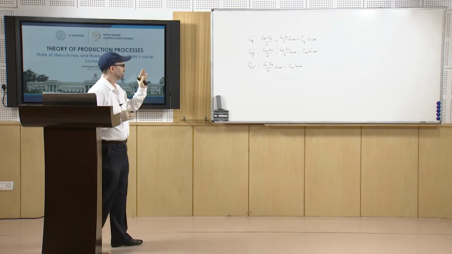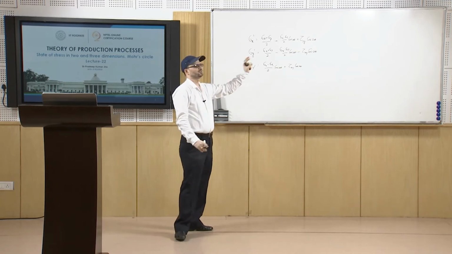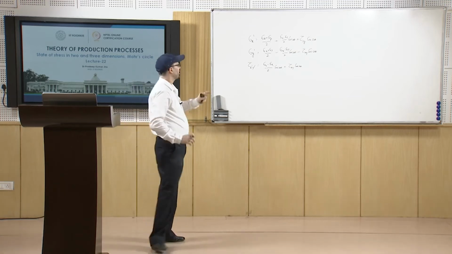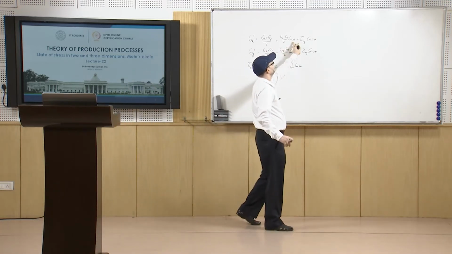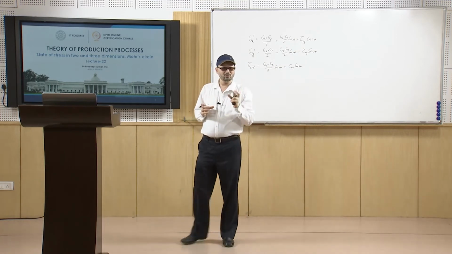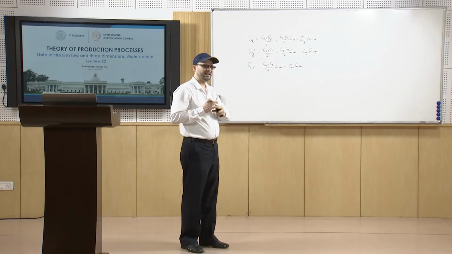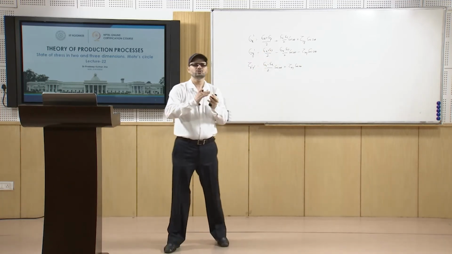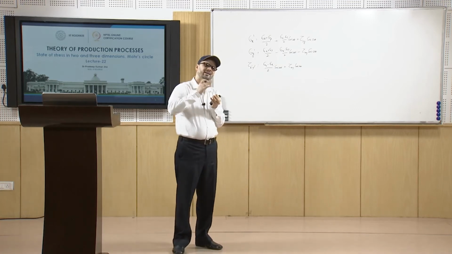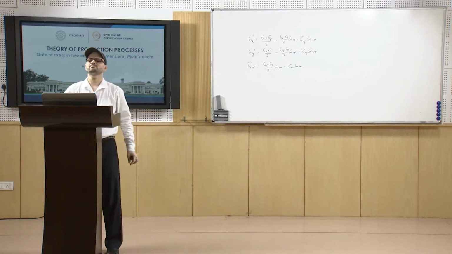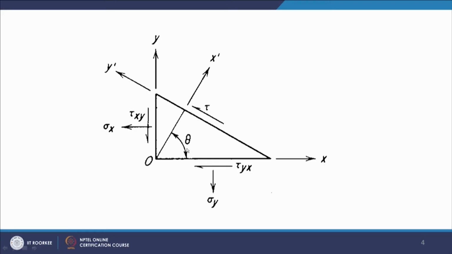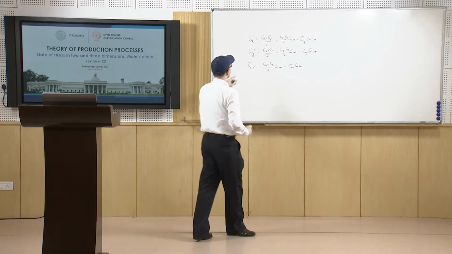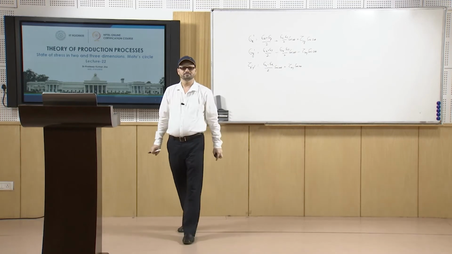So, if sigma x, sigma y and tau xy values are known to you in a problem, and you are told to find the normal and shear stress components at a plane making angle theta with the x axis, then the plane whose outward normal is making angle theta with the x axis, on that plane the normal stress and the shear stress components are like this.